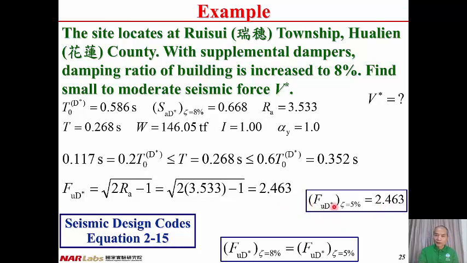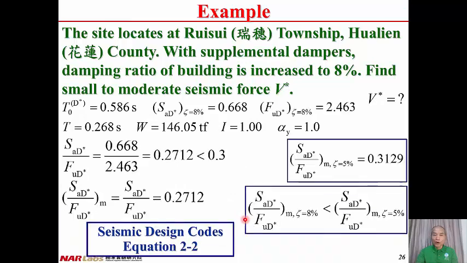That's the seismic force reduction factor for the structure with damping ratio equal to 5%, and these two are equal. Therefore, in this case, the seismic force reduction factor for damping ratio equal to 8% equals that for the damping ratio equal to 5%. This is true for this case. Is it true for other cases? That's the question for all of you.